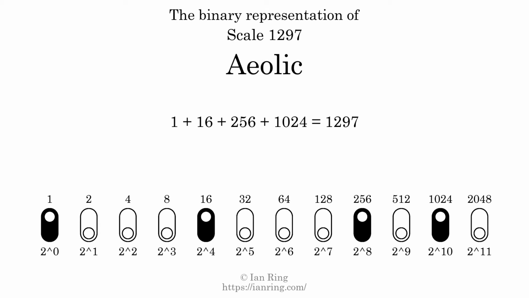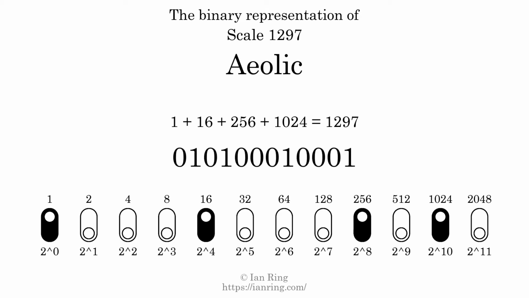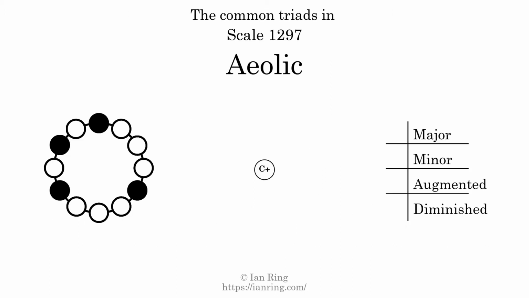1297. The scale number not only enumerates the scale with a unique index, but it also literally describes the tonal content of the scale. Represented as a binary number in base 2, the scale number is 0101000100001. Here are the common triads present in this scale.